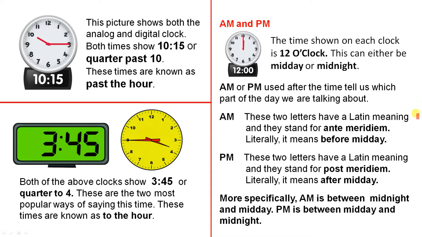Let's look at AM. These two letters have a Latin meaning and they stand for ante-meridiem. Literally it means before midday. PM. These two letters have a Latin meaning and they stand for post-meridiem. Literally it means after midday. More specifically, AM is between midnight and midday, PM is between midday and midnight.